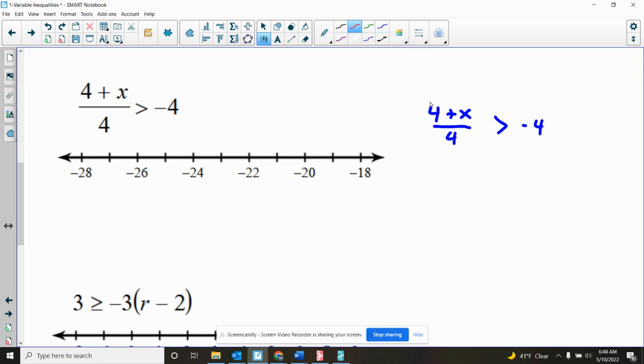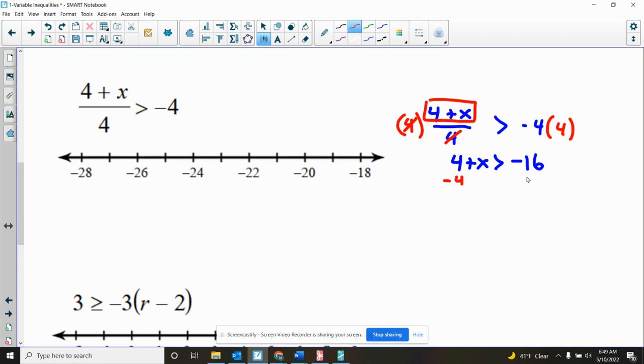If I'm trying to get X by itself, these are kind of joined together on the top of the fraction. I want to save this part for last and get rid of the division by 4 first. So multiply by 4, multiply by 4. Those will reduce to 1 and therefore don't impact the results anymore. -4 times 4.